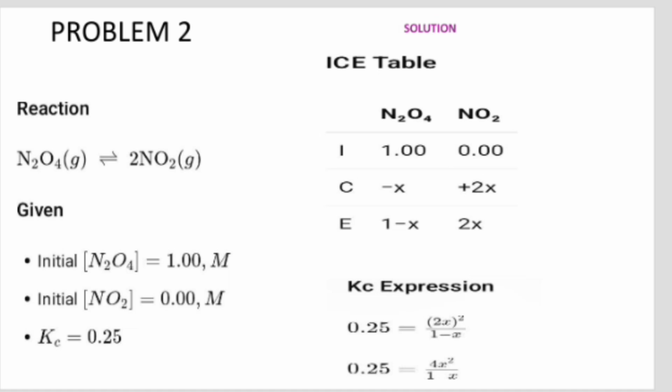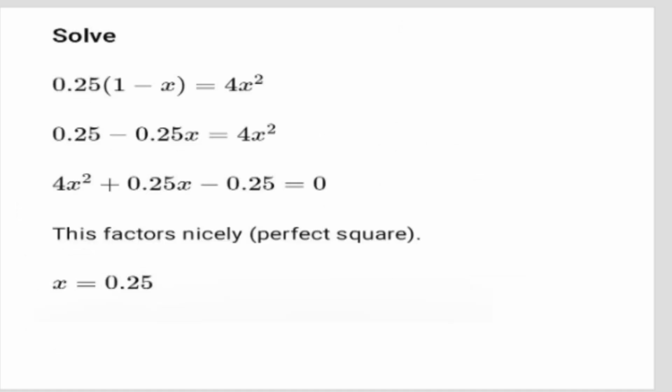When we solve for x, it's going to lead us to 4x squared plus 0.2x minus 0.25, which is equal to 0.5. And this factors nicely, which is a perfect square. When you solve it, you are going to find that x is equal to 0.25. Now, when we have found 0.25, does that mean it's our final answer?